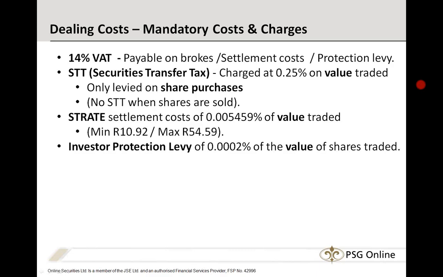There's a cost involved, obviously, to handle these electronic transactions. Minimum of 10.92 Rand at PSG and maximum of 54 Rand. Okay, that's per transaction. And then we spoke just now about the surveillance in that. There's what they call an investor protection levy. Very small percentage, it's a few cents every time. Obviously, that goes towards that surveillance department.